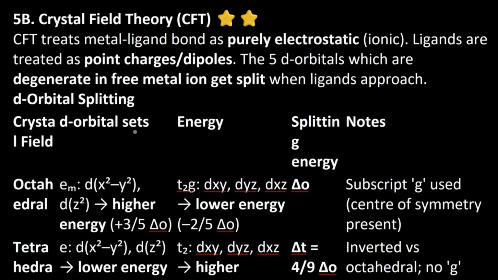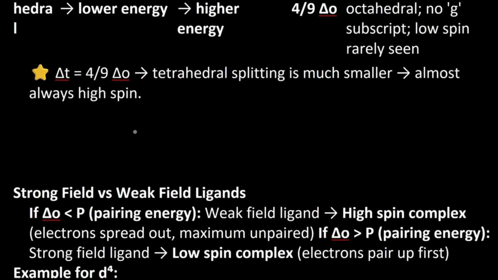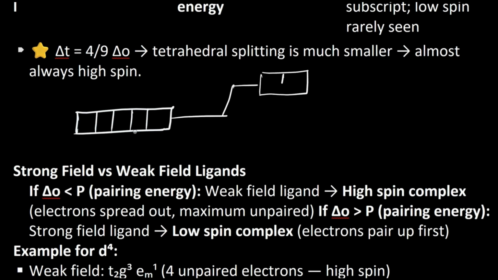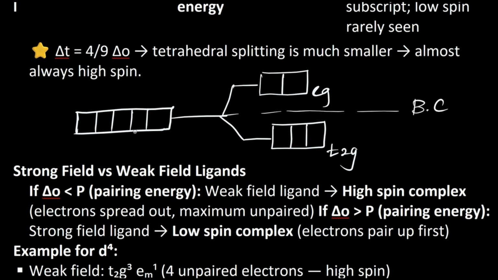In CFT, basically, the ligands are at degenerate levels, and the metal d orbitals are at degenerate levels. Once the ligands approach the metal, it splits. In the case of an octahedral complex, let me draw it over here, it splits into t2g and eg. The eg goes to an upper level and the t2g goes to a lower level. The center is called the barycenter; the upper level is gaining energy, so it is represented as positive, and the lower level is decreasing in energy, so negative.